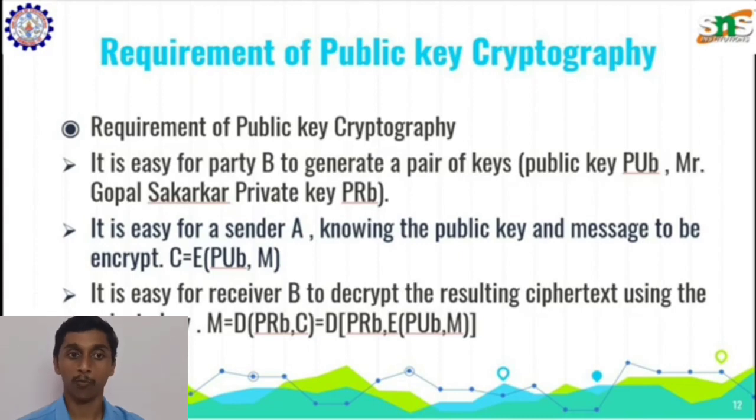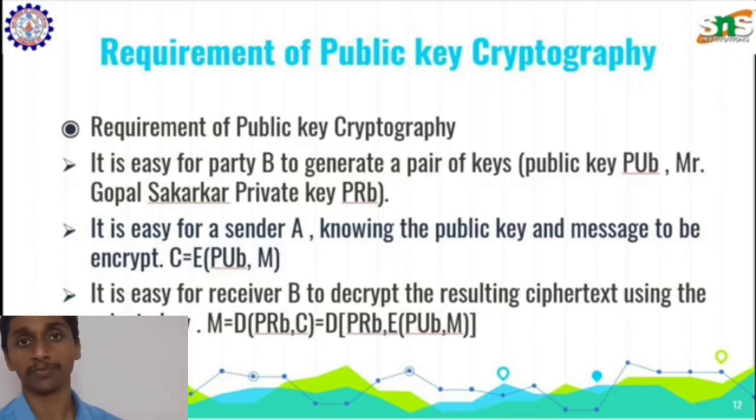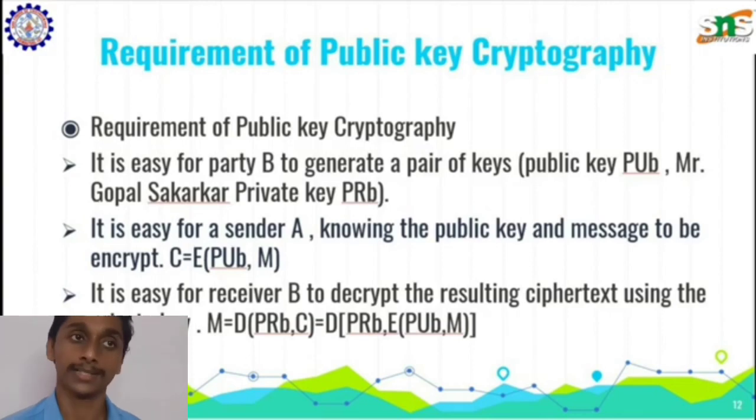It is easy for receiver B to decrypt the resulting ciphertext using the private key: M is equal to D(PRB, C), which is D(PRB, E(PUB, M)).